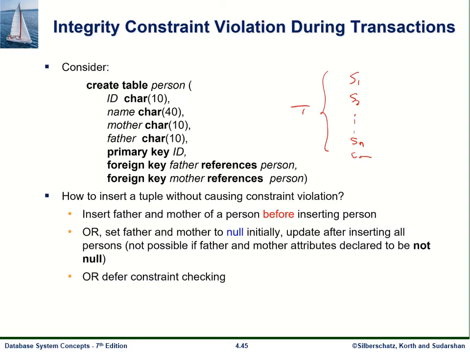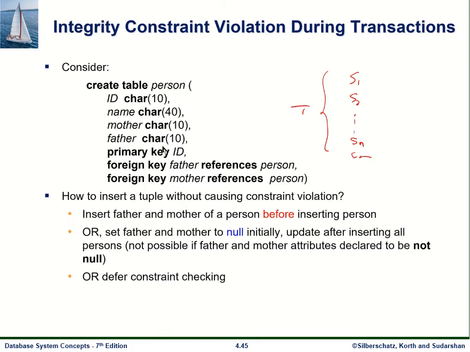So how to handle this one? We have three choices. During the transactions we may do update, delete, and so on. If we want to insert a tuple but we don't want to violate the integrity constraints, for example inserting a tuple into person, the person must have a father and mother. So we can first insert the father and mother before we insert that person.